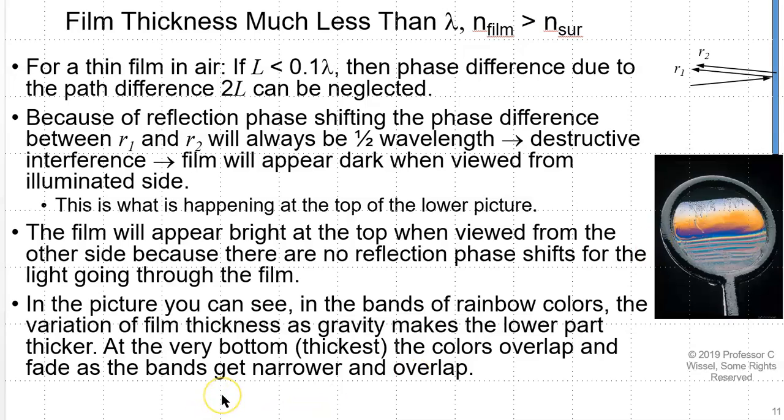In the picture, you can see in the bands of color, rainbow colors, the variations of film thickness as gravity makes the lower part thicker at the very bottom. Colors overlap and completely fade away as the bands get narrower and narrower.